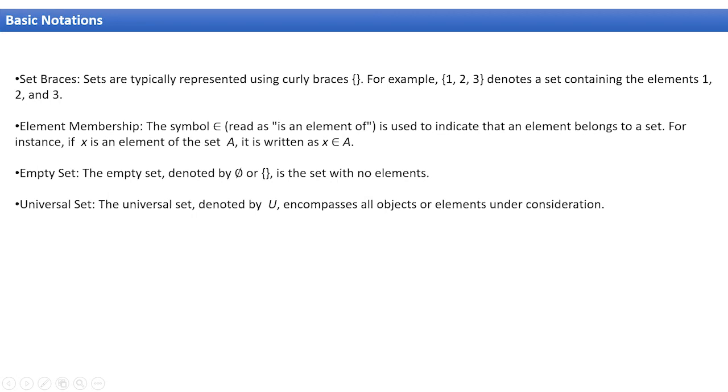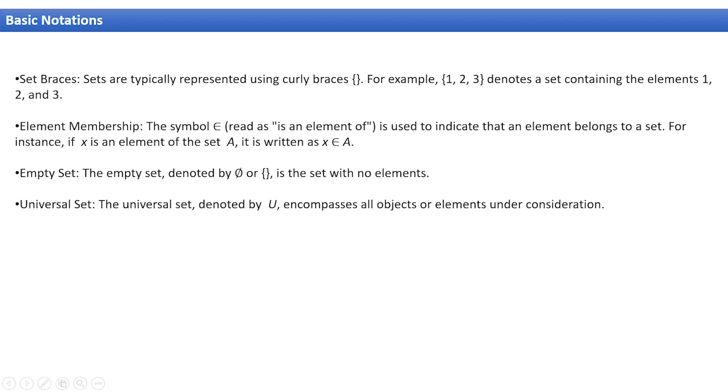Next, let's talk about some basic notation used in set theory. Sets are typically represented using curly braces. For example, {1, 2, 3} denotes a set containing the elements 1, 2, and 3. We use the symbol ∈, meaning "an element of," to indicate that an element belongs to a set. And don't forget about the empty set, which contains no elements, and the universal set, which encompasses all elements under consideration.